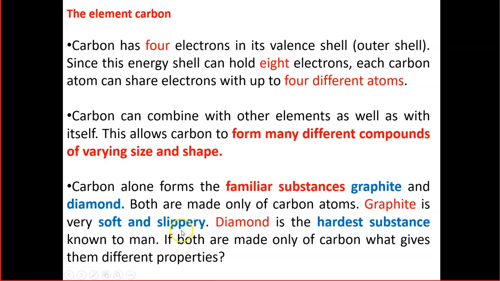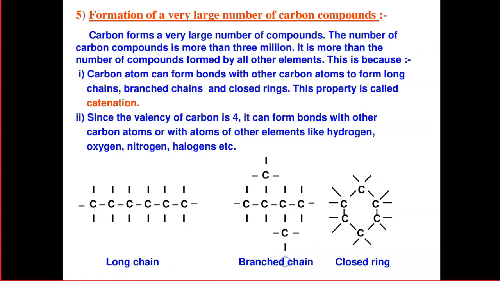Why is it slippery? The bonds will be slippery. Diamond is the hardest substance known to man. If both are made only of carbon, what gives them different properties? They are made up of carbon only. So I told you, you have to understand this long chain. This is looking like a long chain. This is looking like a branched chain. So branches are there.